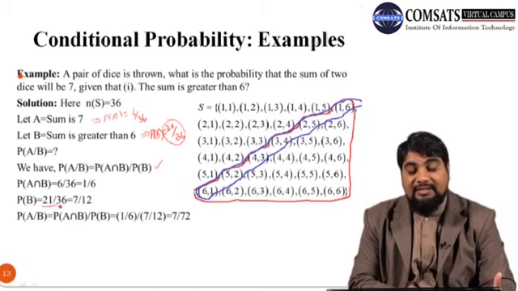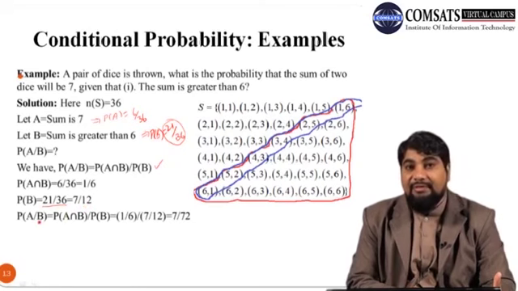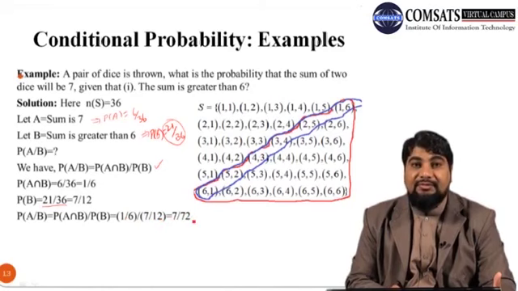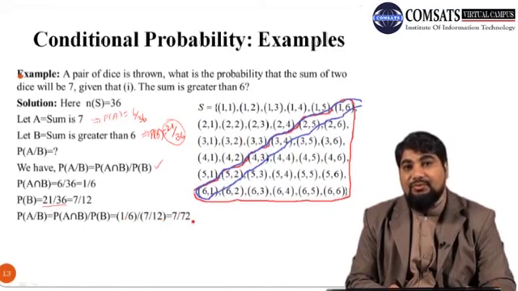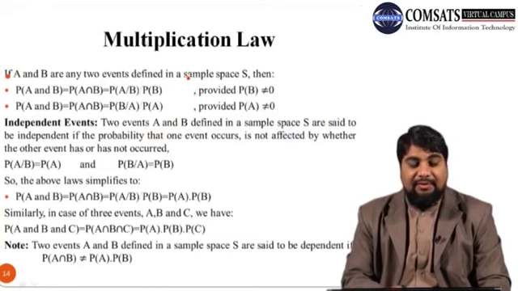Here 21 by 36, if we cancel it with 3: 3 7s are 21, or 3 12s are 36. So it is 7 over 12. So P of A given B is 1 by 6 divided by 7 by 12. So it is 7 into 1 is 7, 6 into 12 is 72. So 7 over 72.